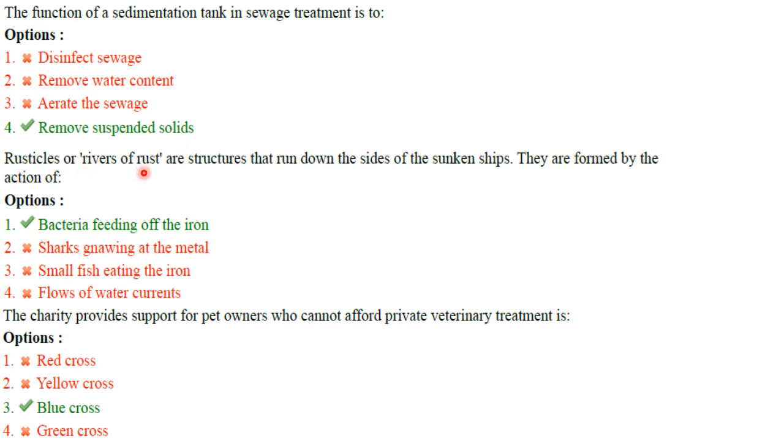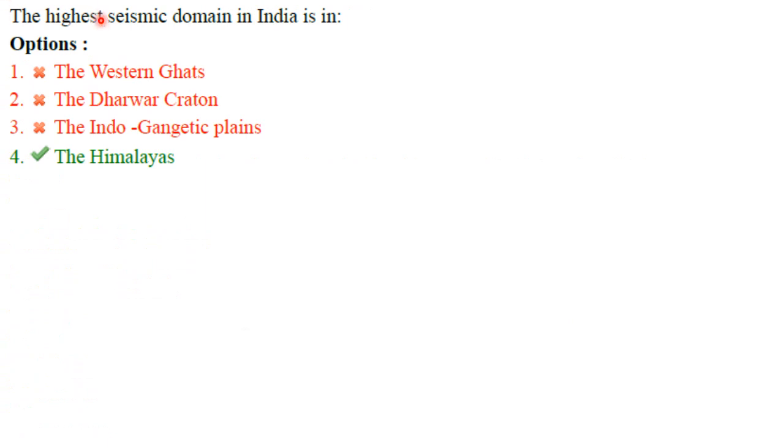Rusticles or rivers of rust are structures that run down the sides of sunken ships. They are formed by the action of bacteria, that is, bacteria feeding off the iron. Answer is option 1. The charity that provides support for pet owners who cannot afford private veterinary treatment is... So for pet owners it is Blue Cross. So answer is option 3. The highest seismic zone in India is in the Himalayas.